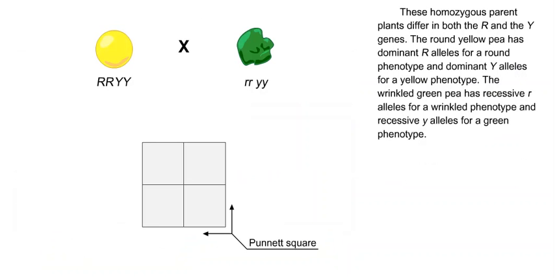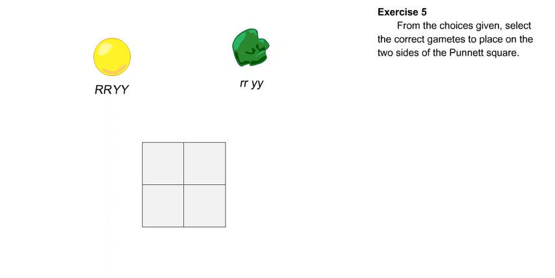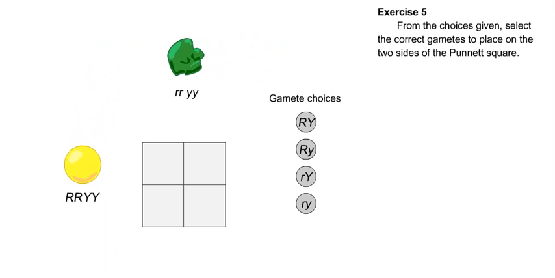These homozygous parent plants differ in both the R and the Y genes. The round yellow pea has dominant R alleles for a round phenotype and dominant Y alleles for a yellow phenotype. The wrinkled green pea has recessive R alleles for a wrinkled phenotype and recessive Y alleles for a green phenotype. From the choices given, select the correct gametes to place on the two sides of the Punnett square.